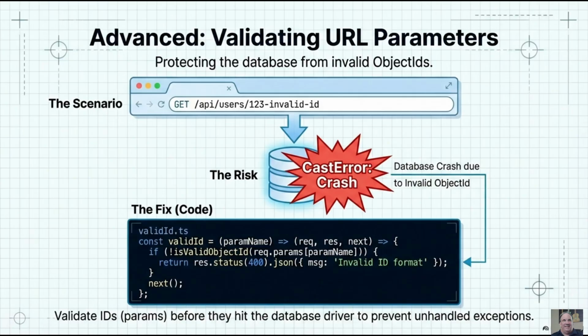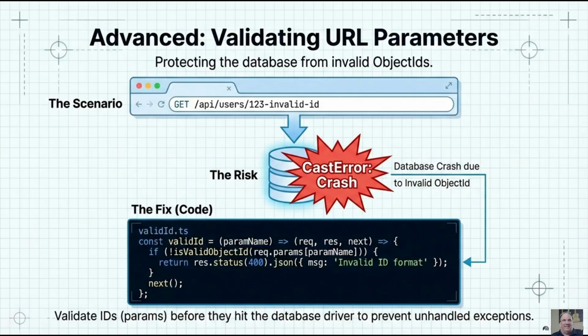Advanced: validating URL parameters. Now, Joi handles request bodies beautifully, but there's another attack surface we need to protect, and that's URL parameters. So in this scenario, let's say someone hits a GET /api/users/123-invalid-ID, just throws an invalid ID. That's not a valid MongoDB ObjectId. If that string makes it all the way to your database query, MongoDB will throw a cast error and your server crashes, or at best it returns a 500 internal server error, right?